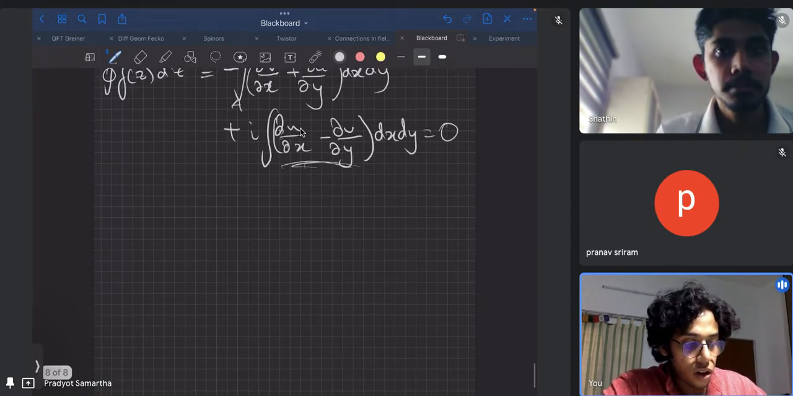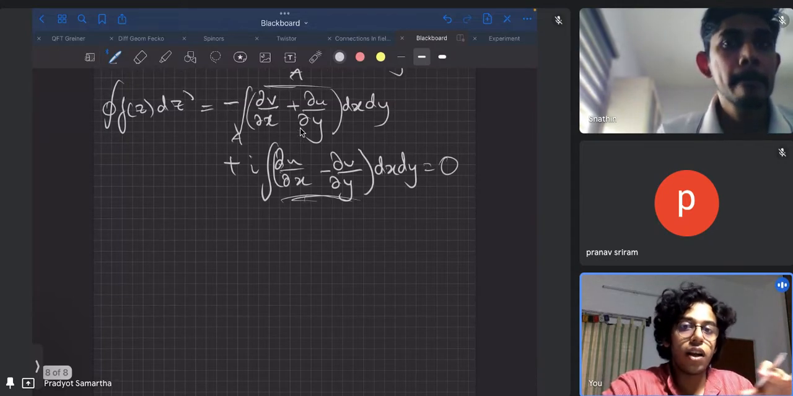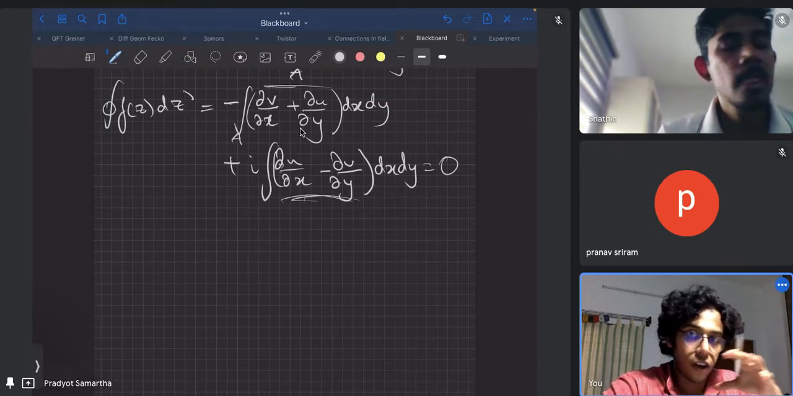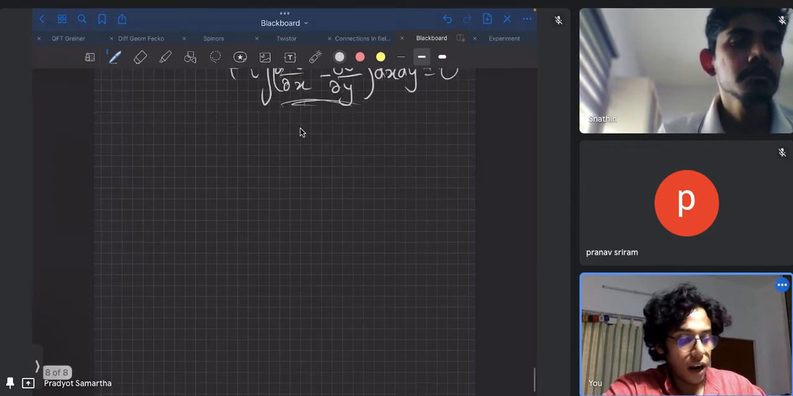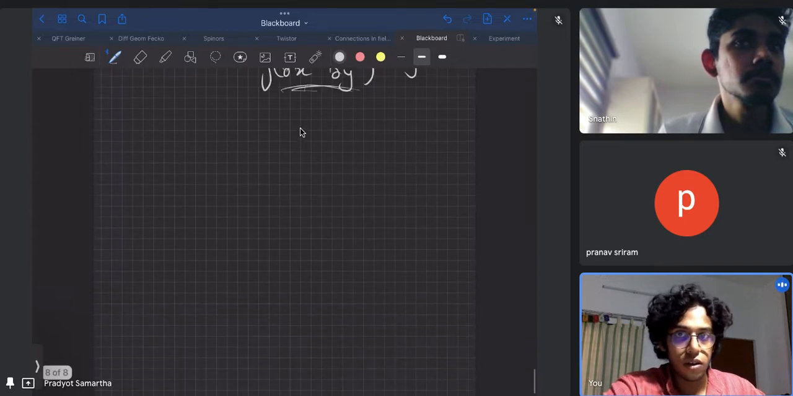If u and v are analytic everywhere, if f of z is analytic everywhere within that particular contour, then you have the Stokes theorem holding here, right?